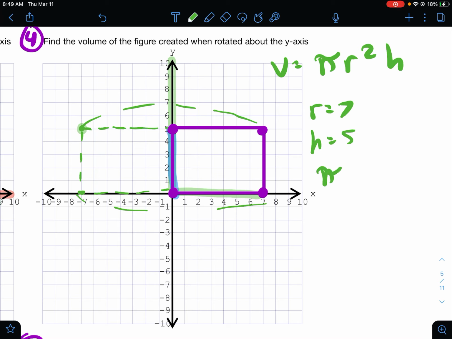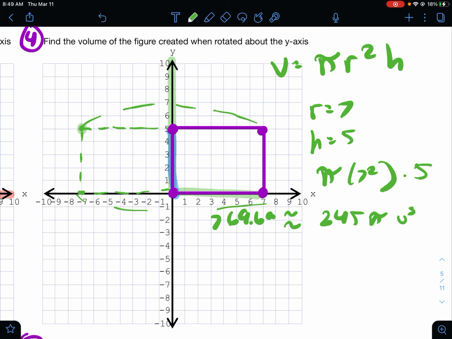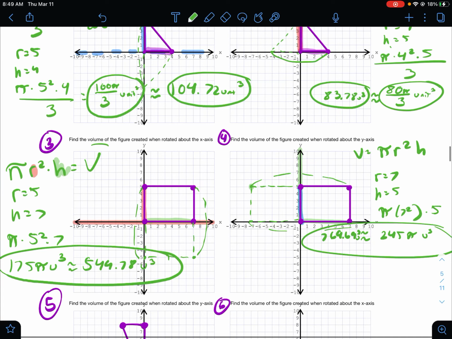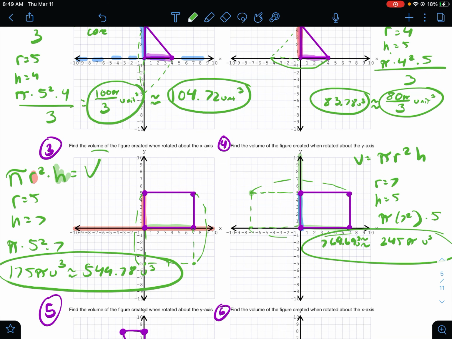So we just plug that in. And we get 49 times 5, which is going to give us 245 times pi. What's 245 times pi? We'll say units cubed, and we'll get a decimal equivalent of 769.69 units cubed. All right. So again, notice how these rectangles were the exact same rectangle, but we rotated them about different axes and we ended up with different answers. So pay super close attention to that.